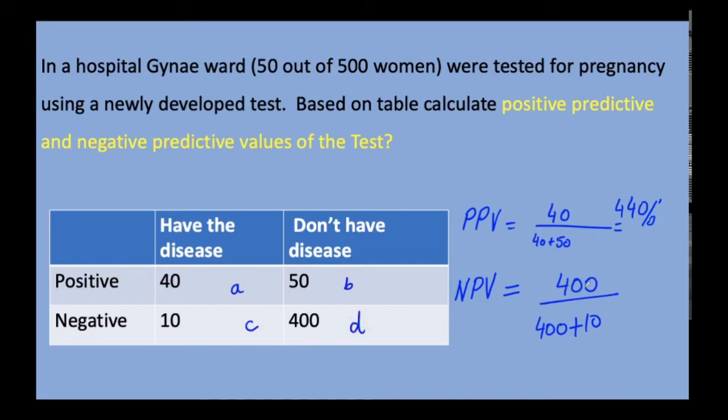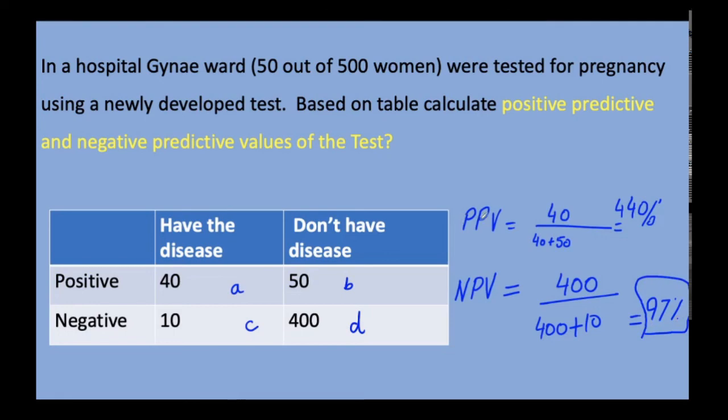So D, the value for the negative predictive value, will be calculated by the same division. 400 divided by 410 is equal to 97%. So with 97% the test is helpful to exonerate the women who are not pregnant. The doctor is going to be certain that based on this test he is going to rule out all those who are not pregnant with 97% probability.